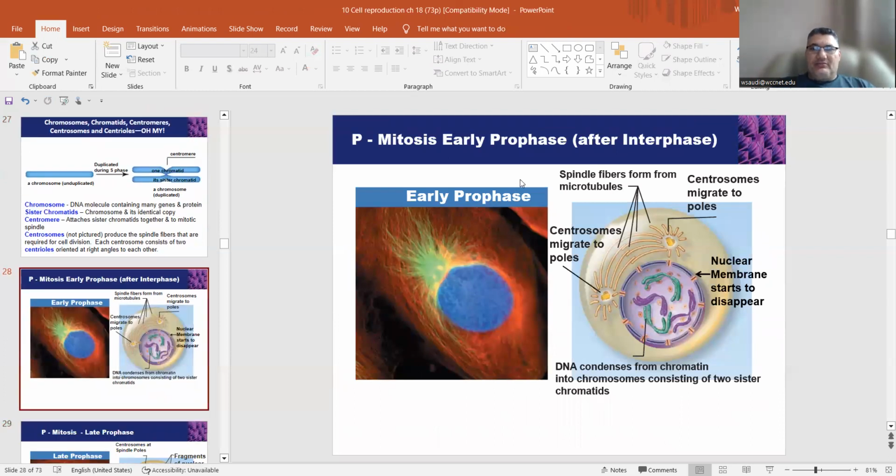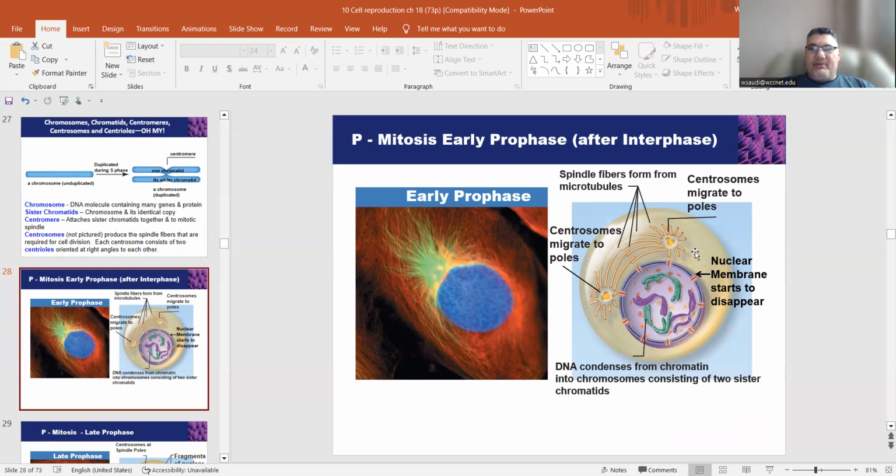So look at the first one, prophase. Remember PMAT, then cytokinesis. PMAT, which is mitosis: prophase, metaphase, anaphase, telophase. Prophase, this is the first one. Prophase has an early part and a late part.